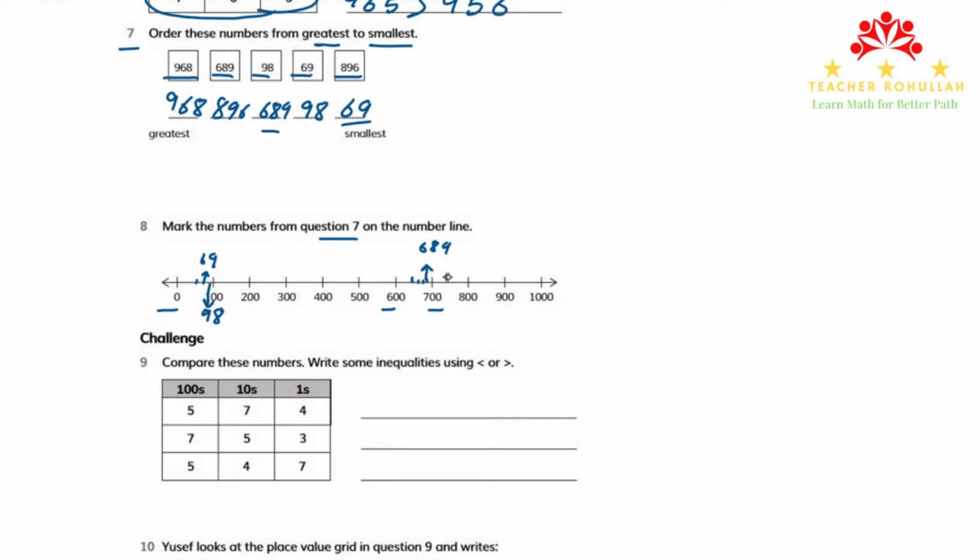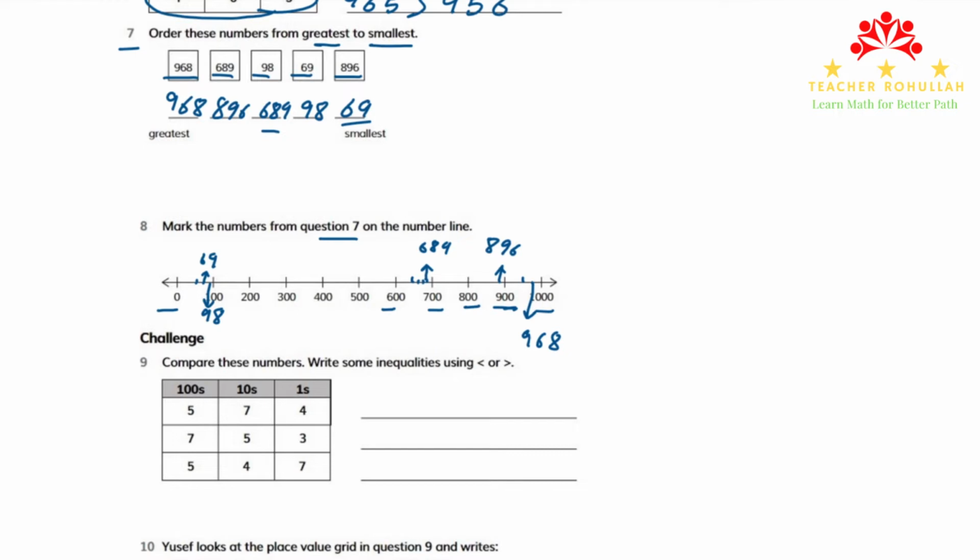The fourth one is 896, which is between 800 and 900. So 896 is almost close to 900. And the biggest number is 968. 968 is between 900 and 1000. So the number halfway between the two is 950. Then 968 can be somewhere around here. I will write it down here, 968. This is how we can place the numbers on a number line.